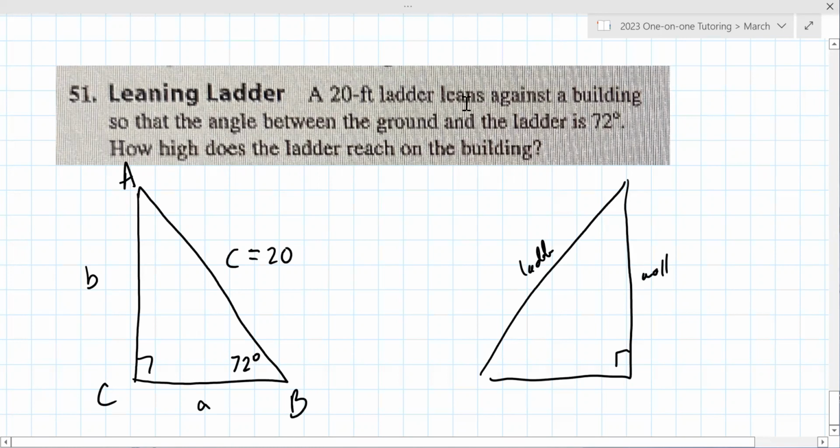So is it little b? Yes. Now, could it also ask how far away from the wall the ladder stands? Yes, it could ask for little a too. It could, but it doesn't, so we don't have to find it.